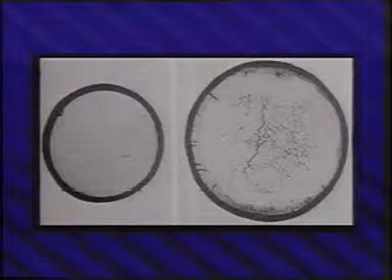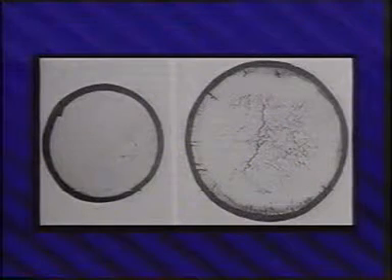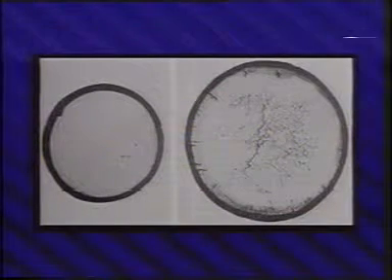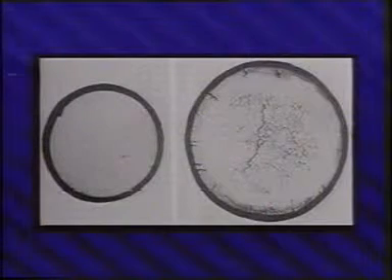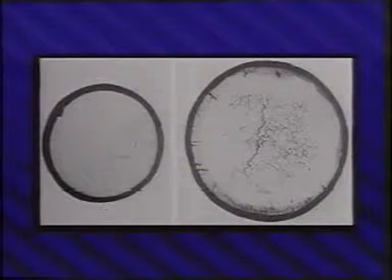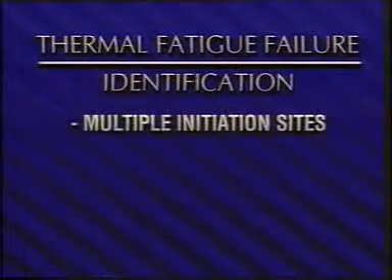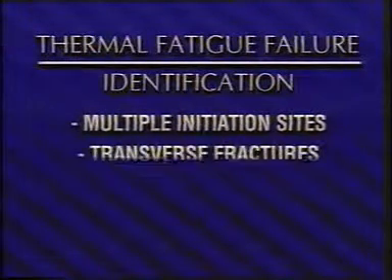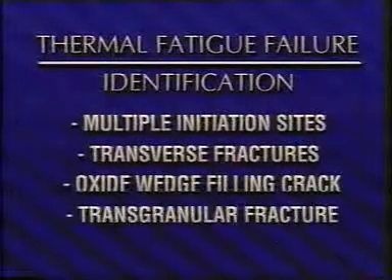Or it may be internal, as the cold, strong metal on the inside of a part still unheated by the heat on the outside. Brake shoes heated by friction, clutch plates, and many engine parts are subject to uneven heating. Low cycle thermal fatigue failures can be identified by multiple initiation sites that join randomly by edge sliding to form the main crack, transverse fractures, an oxide wedge filling the crack, and transgranular fracture.